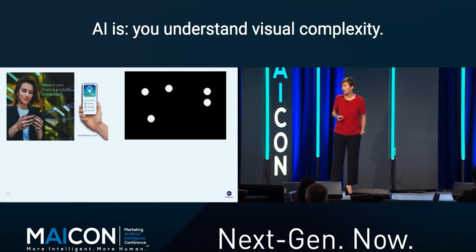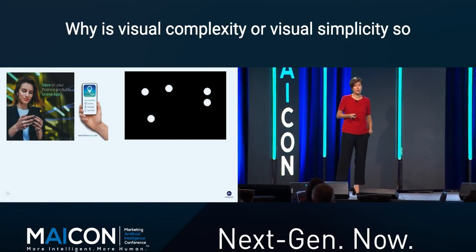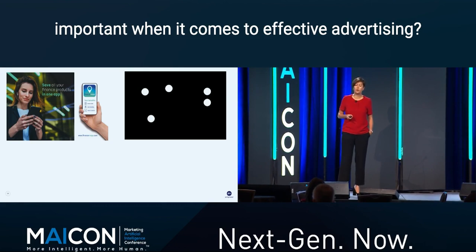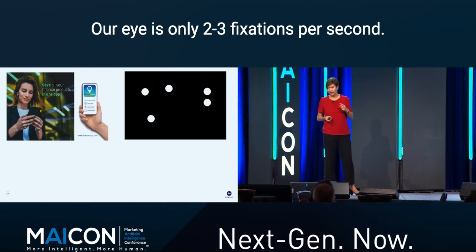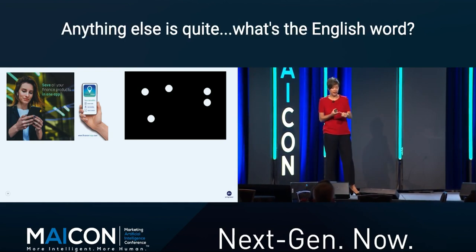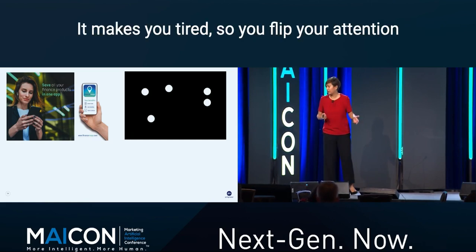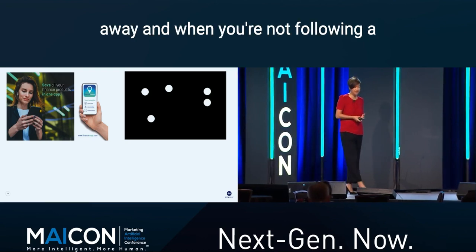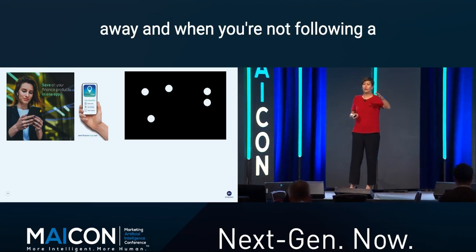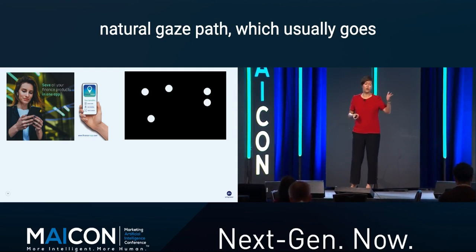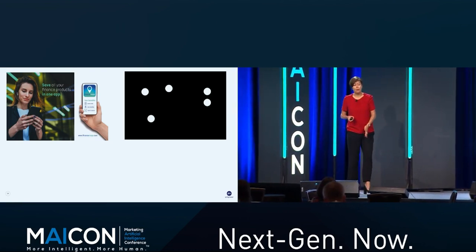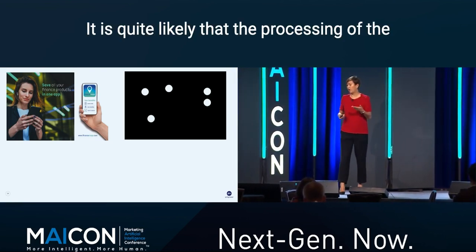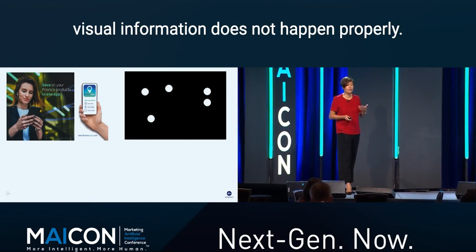you understand visual complexity. Why is visual complexity or visual simplicity so important when it comes to effective advertising? Our eye does only 2 to 3 fixations per second. Anything else is quite, what's the English word? It makes you tired, so you flip away with your attention. And when you're not following a natural gaze path, which in Western cultures usually goes from the upper left to the bottom right, it is quite likely that the processing of the visual information does not happen properly.